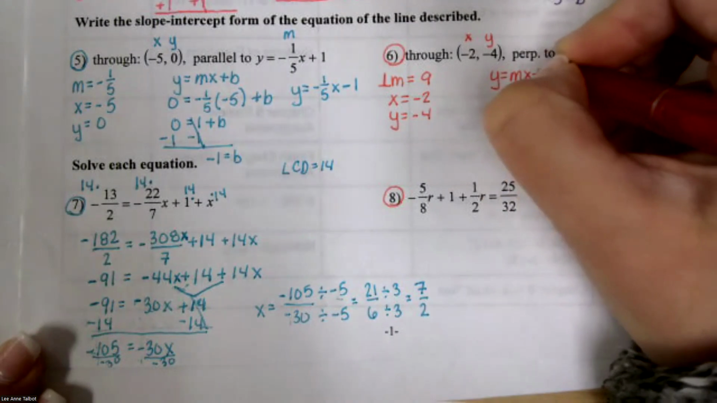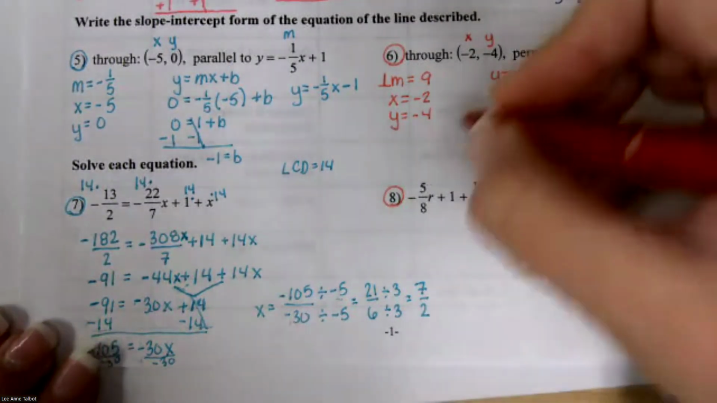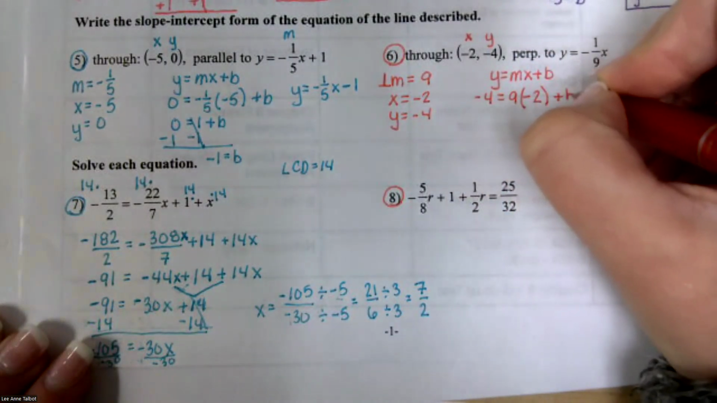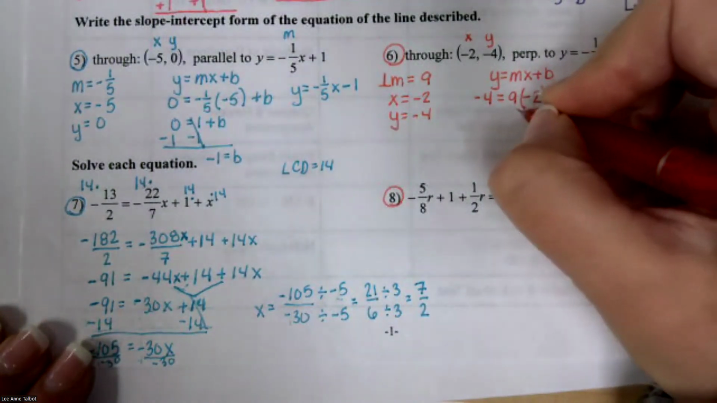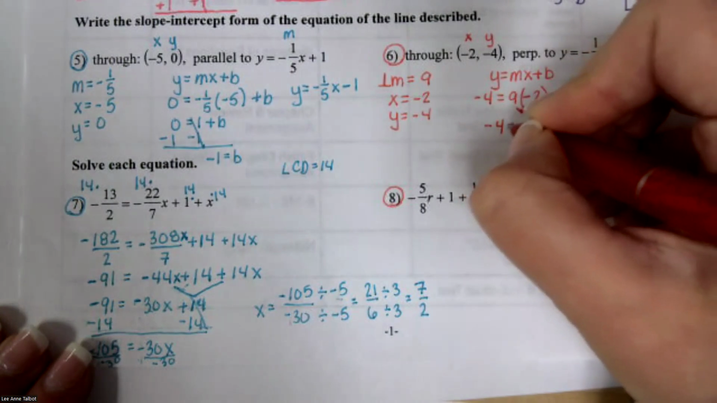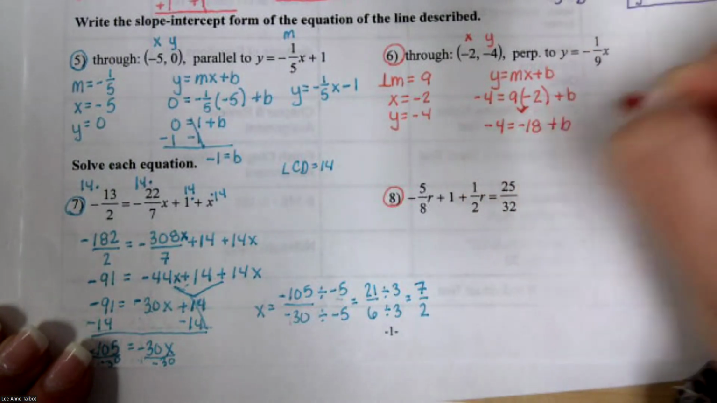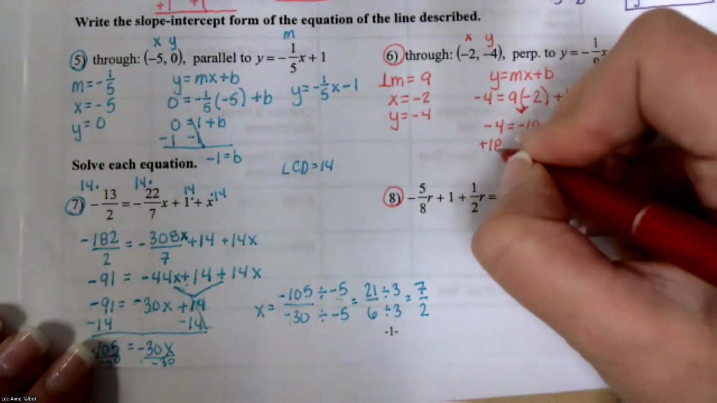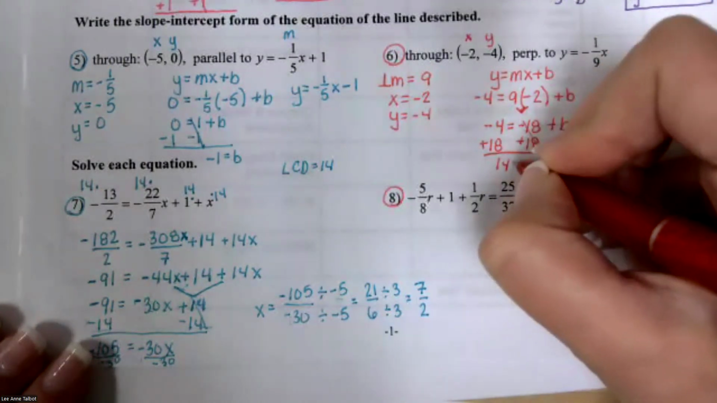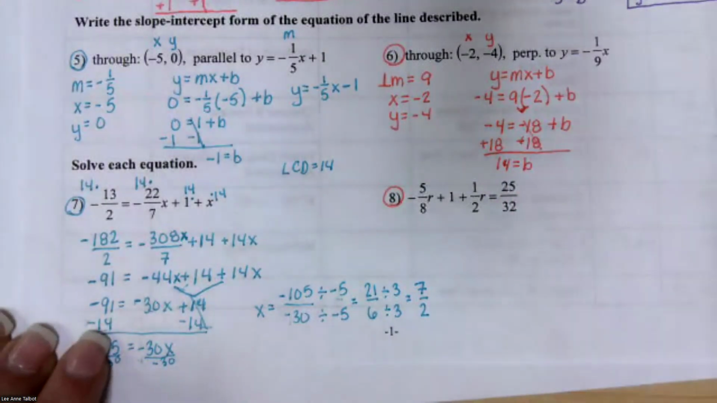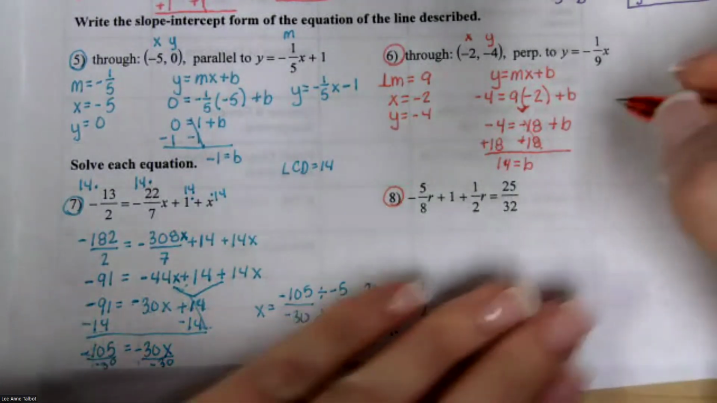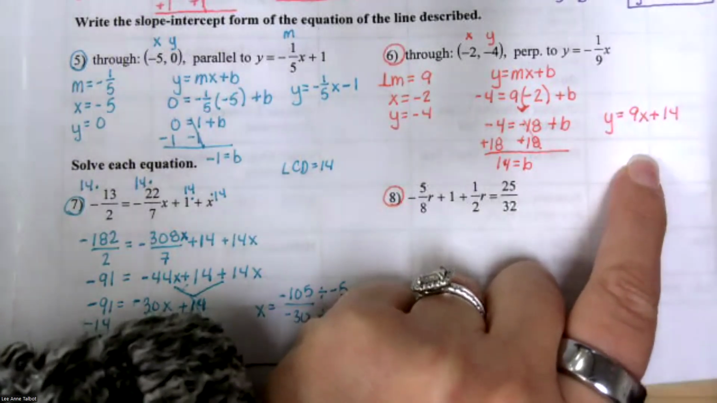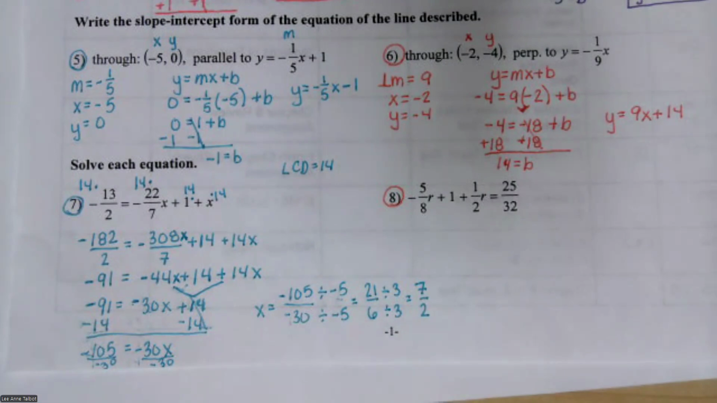Y equals mx plus b. -4 equals 9 times -2 plus b. Whole numbers, my favorite. -4 equals -18 plus b. 14 equals b. Y equals 9x plus 14.